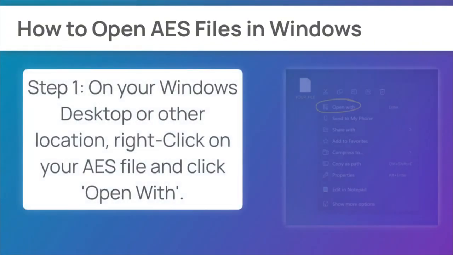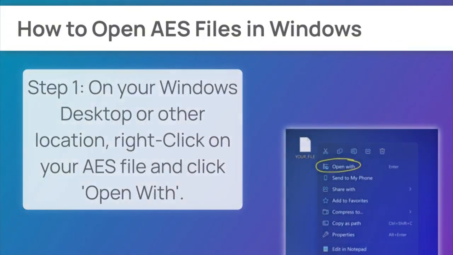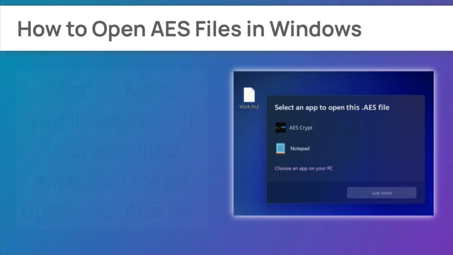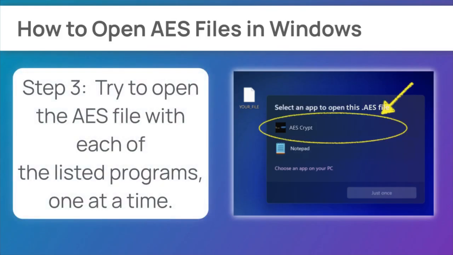We are performing a quick elimination test. Right-click the AES file and choose Open With. If AES Crypt is present, test it now. If not, choose another application. One of them is the key.